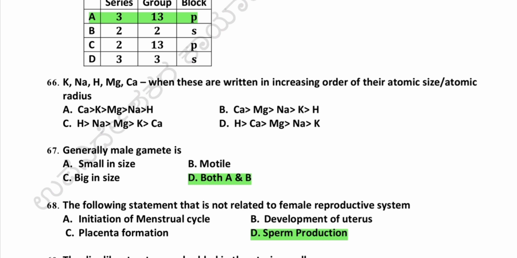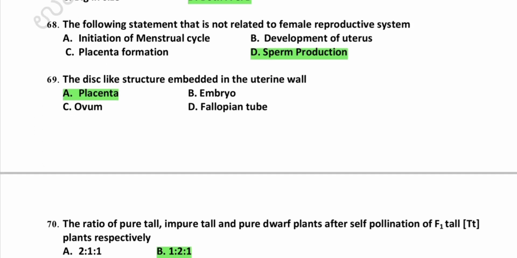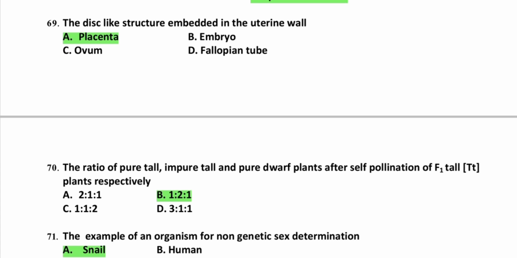Now, generally male gamete is smaller in size and also they are motile. Therefore, the correct answer is both A and B. The following statement that is not related to female reproductive system is option D, sperm production. Sperm production is done in male reproductive system. The disc-like structure embedded in uterine wall is placenta.